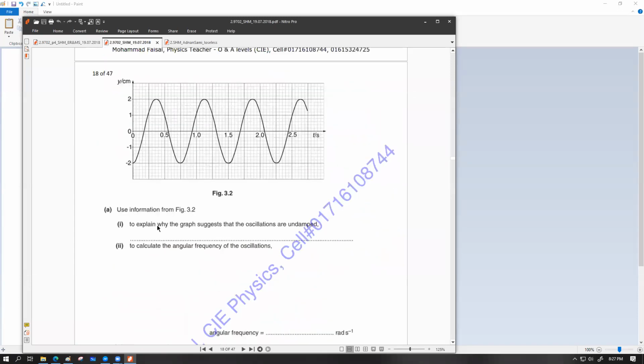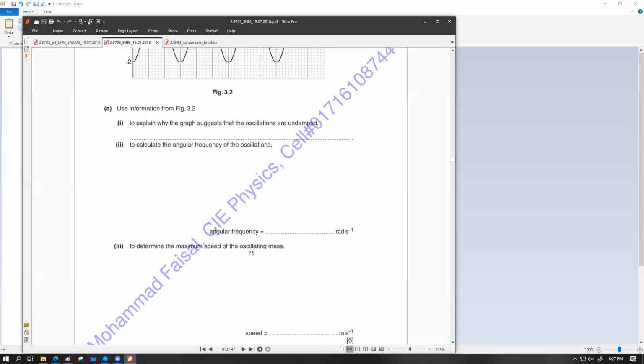Use the information in figure 3.2 to explain why the graph suggests that the oscillations are undamped, and to obtain the angular frequency of the oscillation. Possible? What does angular frequency mean? That's angular speed, meaning angular speed and angular frequency pretty much mean the same thing, because I'll tell you why.